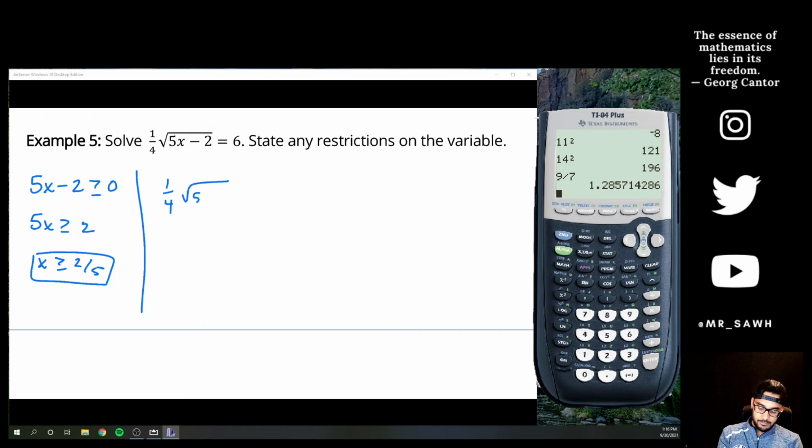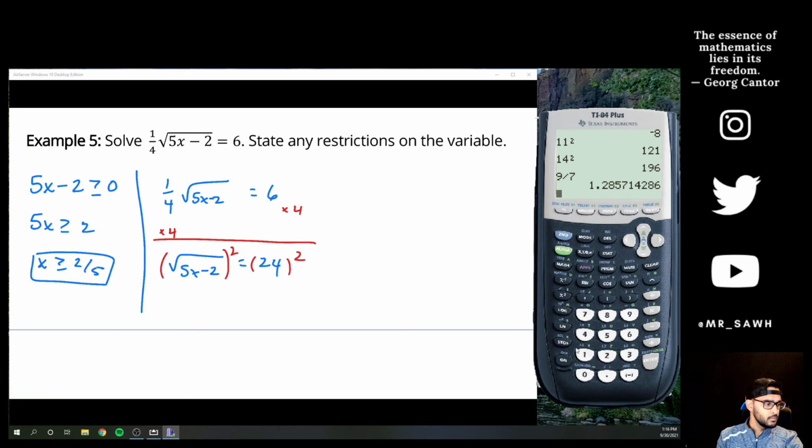So let me write it out again. And that's equal to 6. Okay. So there's nothing being added to this root sign. It's just this coefficient to get rid of. So let's multiply both sides by 4 to cancel it out. Okay, so we'll multiply by 4, which means we'll multiply by 4 over there. So we'll get 5x minus 2 is equal to 24. We'll square both sides now, which will give us quite a number for 24 squared, which is fine. It's not too bad, 576. So 5x minus 2 equals 576.